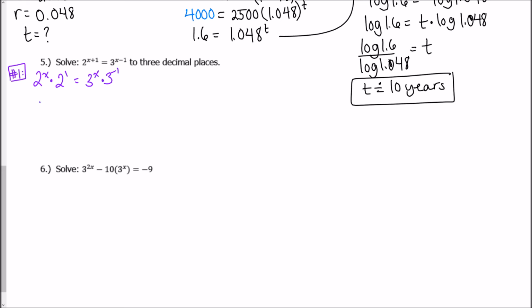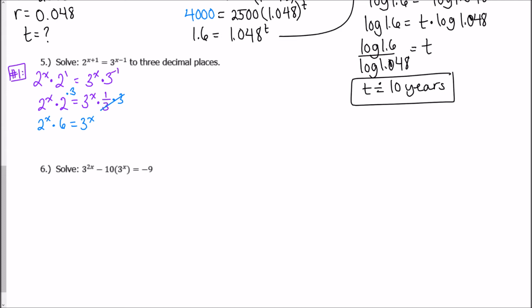So here I end up getting 2 to the power of x times 2, because 2 to the power of 1 is just 2, is equal to 3 to the power of x times 3 to the power of negative 1, which is 1/3. So it's times 1/3 here. Okay? So to get rid of this times 1/3, I'm going to multiply by 3 on both sides right here. So I end up getting 2 to the power of x stays that way, times 6 is equal to just simply 3 to the power of x.